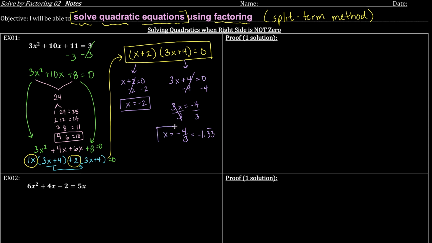I can do that a tiny bit better. And I'm going to rewrite it as x equals negative 2 and negative 4 over 3. Remember, these aren't parentheses. Otherwise, that would be like x comma y. This is just listing the x's because there's more than one.